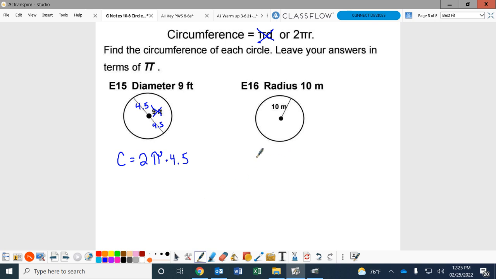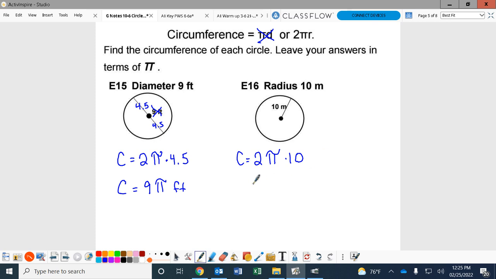Same thing over here. Circumference equals 2 times pi times what's the radius? 10. Guys, what are you doing? You're just multiplying the 2 times the radius. That's it. And you put the pi at the end. So these are really quick. 2 times 4.5 is 9 pi. And that would be feet. It is a distance still, so we're not doing area, no square.